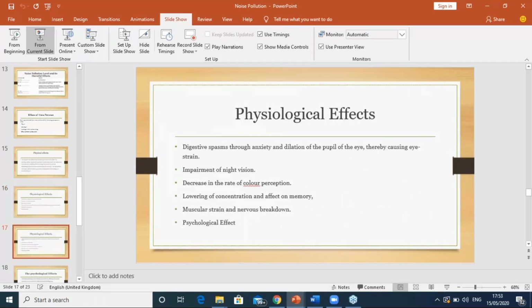Digestive spasm, that's anxiety, and dilation of the pupil of the eye, thereby causing eye strain. You feel it once you expose yourself, your eye will start paining you. Why? It has affected your pupil. Your pupil will just dilate and start paining you. Impairment of night vision, decrease in the rate of color perception, lowering of concentration and effect on memory. It leads to loss of memory, muscular strain and nervous breakdown. These are some of the physical effects that you feel.